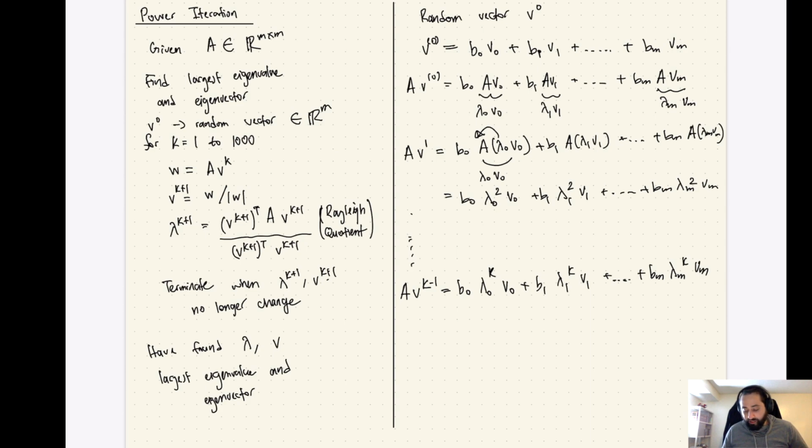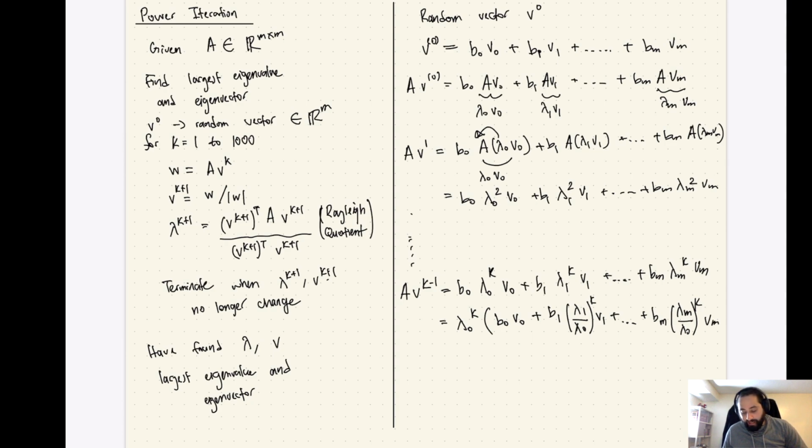Now, looking at this, if k is a pretty big number, lambda 0, because it is the maximum eigenvalue, will be much larger than lambda 1 to the k. Let's just make it real simple. Let's go ahead and factor out lambda 0 to the k. And that gives us B0 V0 plus B1 times lambda 1 over lambda 0 to the k V1 plus, we're going to have lambda m divided by lambda 0 to the k Vm. That's the magic result.